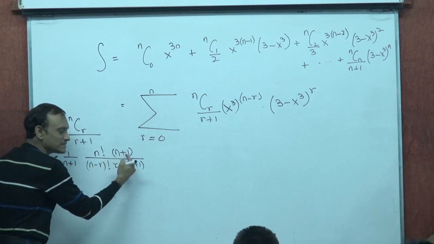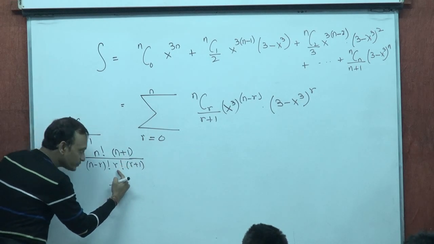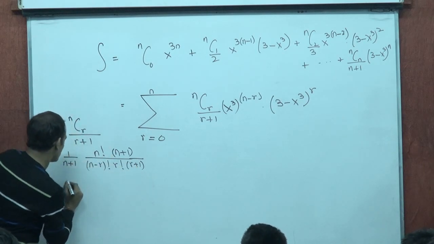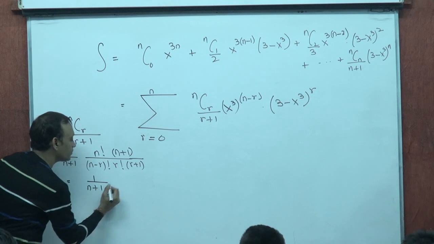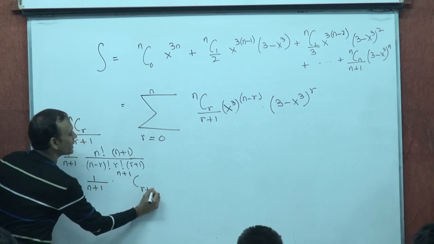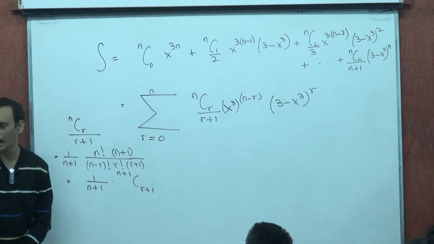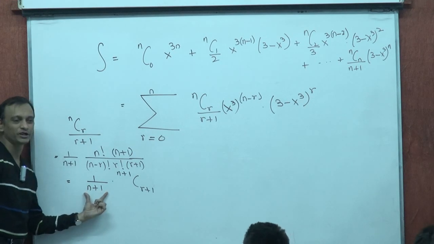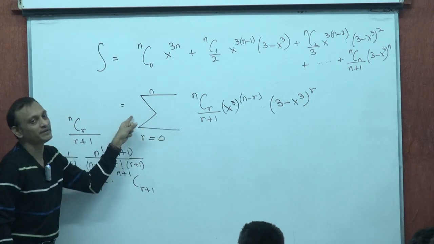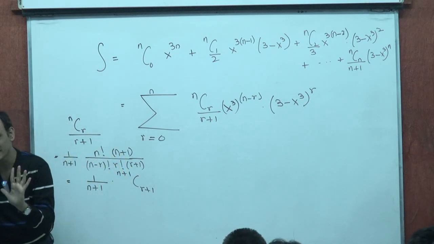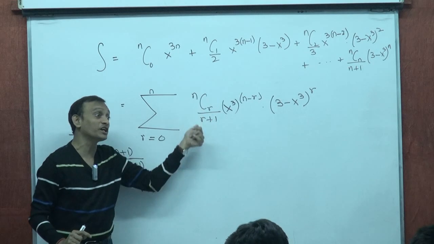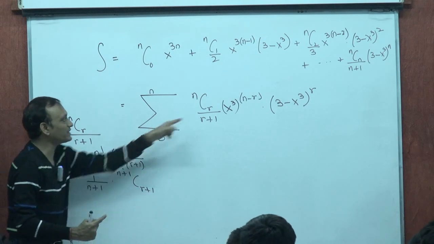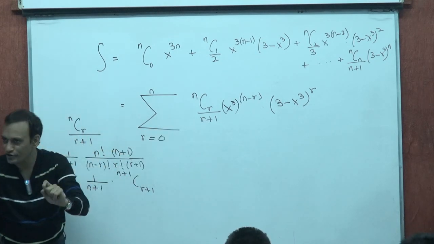Yes or no? So this becomes n plus 1 factorial by r plus 1 factorial into n plus 1 minus r plus 1 factorial. So this is 1 by n plus 1 into n plus 1 C r plus 1, that's what this reduces to, right? Now this n plus 1 is independent of the running variable r, so it can wriggle out of the summation, make life a little simpler, isn't it? The r plus 1, the running variable sitting in the denominator, was a bigger impediment, but now n plus 1 can come out of the summation, which will make life simpler for us, right?